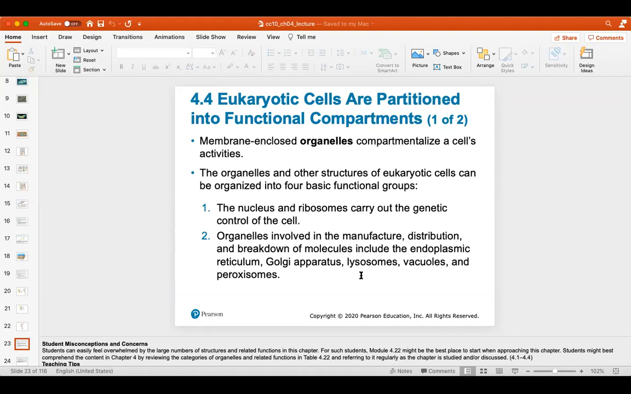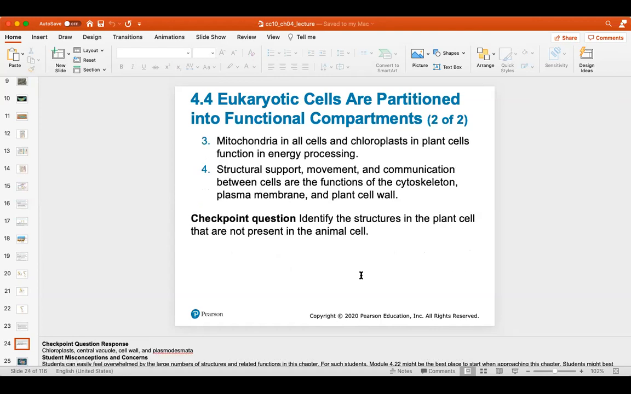Organelles involved in the manufacture, distribution, and breakdown of molecules include the endoplasmic reticulum, the Golgi apparatus, lysosomes, vacuoles, and peroxisomes. The mitochondria in cells and chloroplasts in plant cells function in all the energy processing, and all the structural support, movement, and communication between cells are what makes up the cytoskeleton, plasma membrane, and the plant cell wall.